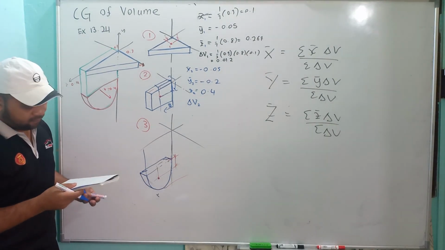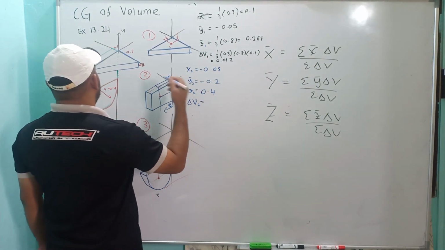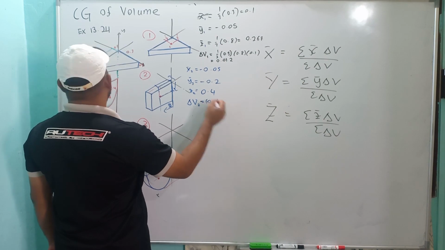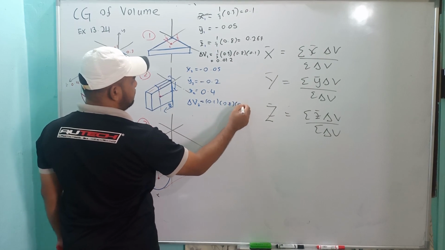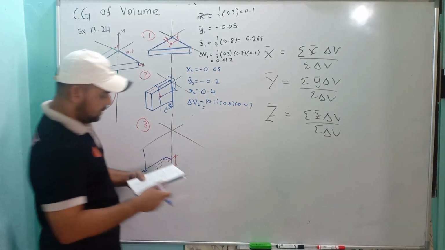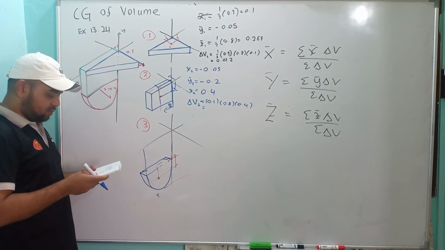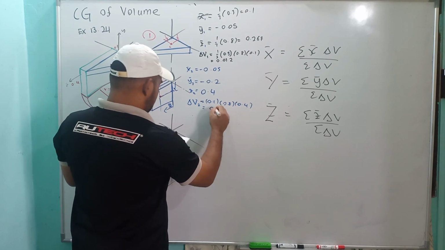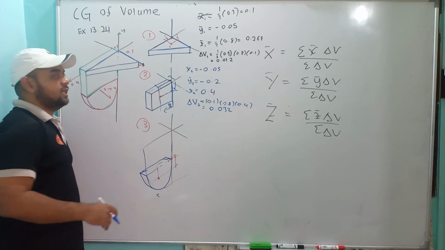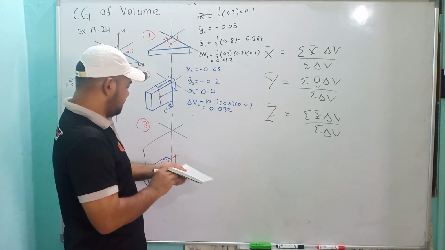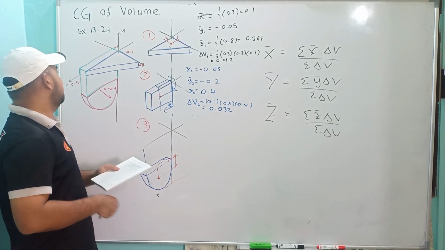Okay, negative, negative and positive, and delta V equal to, so what we have is 0.1, 0.8, 0.4. Calculate that one, and you will have 0.032.